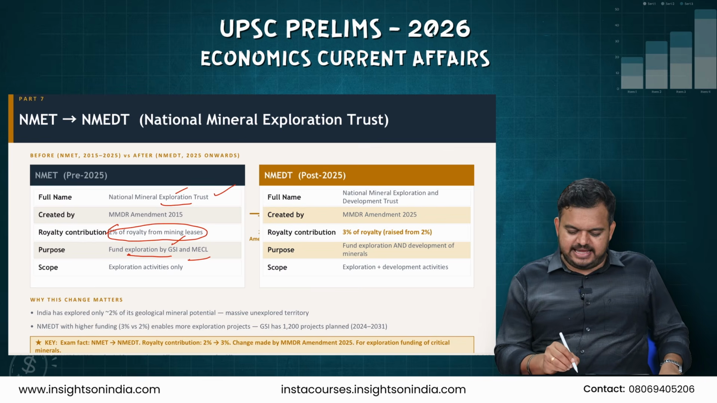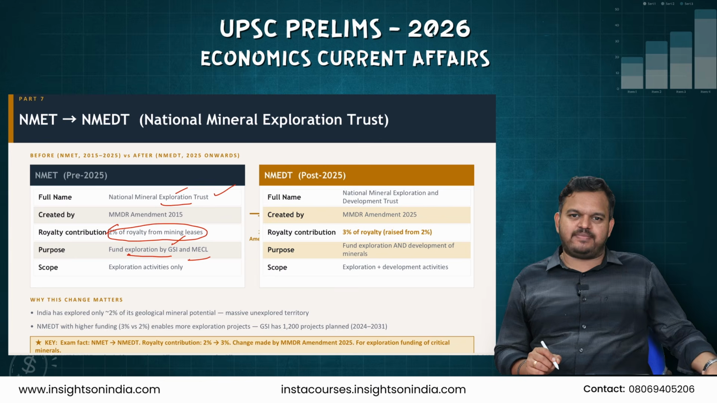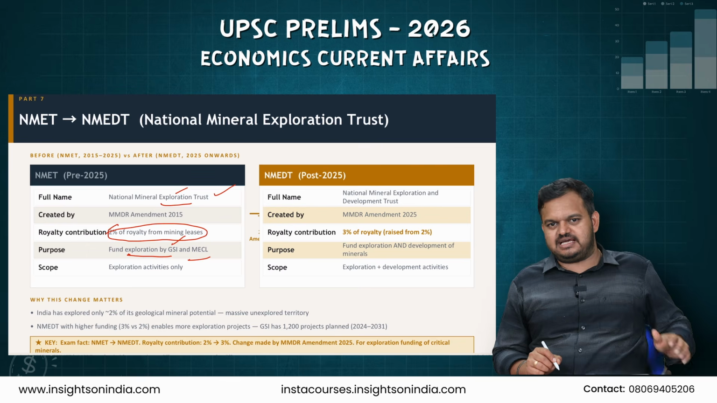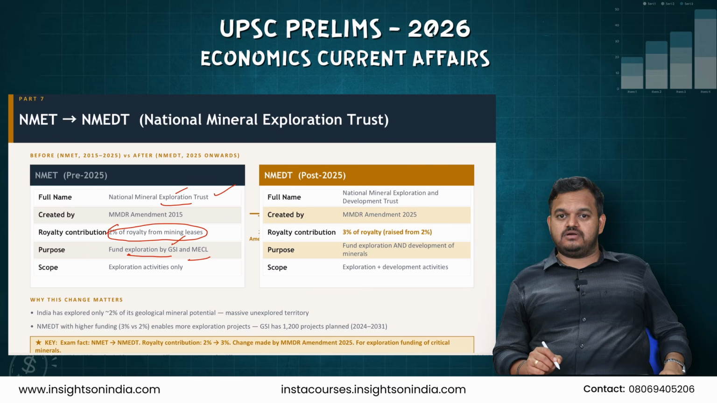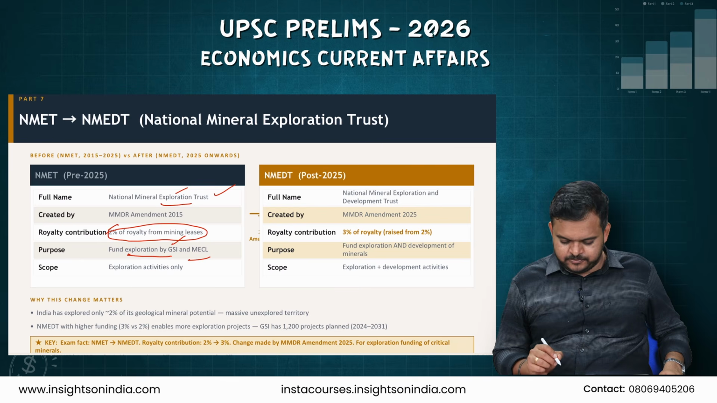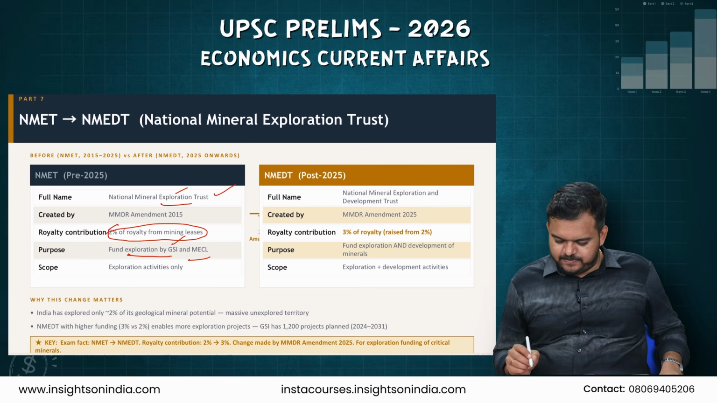Just you should know that NMET fund would be used to fund the exploration. Once you find the mine, then only you can lease it or auction it to get the money, right? So exploration is a financially costly exercise. So this trust would help for the purpose. Now the new one, NMEDT, what has changed?